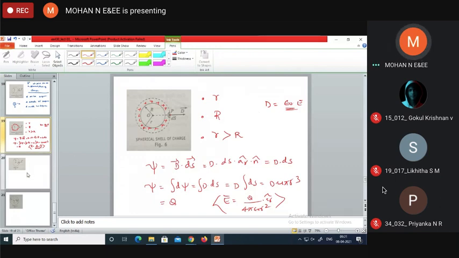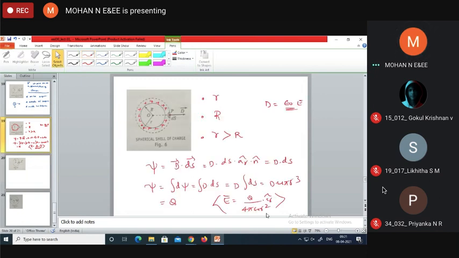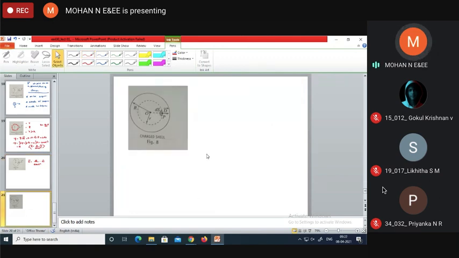Now what happens in the second case? The point P is on the shell. Everything remains the same except for this r. So what is r here? It is the radius. So you will get the same equation. E is equal to Q by 4 pi epsilon naught R square a_r cap. That's all. Clear?